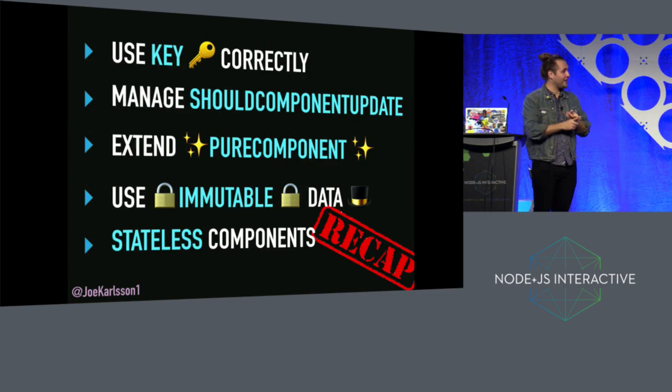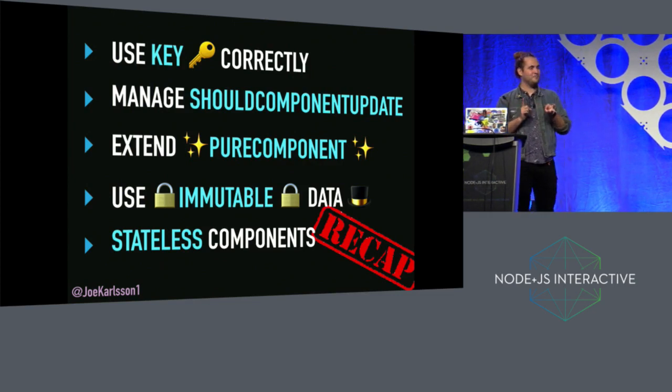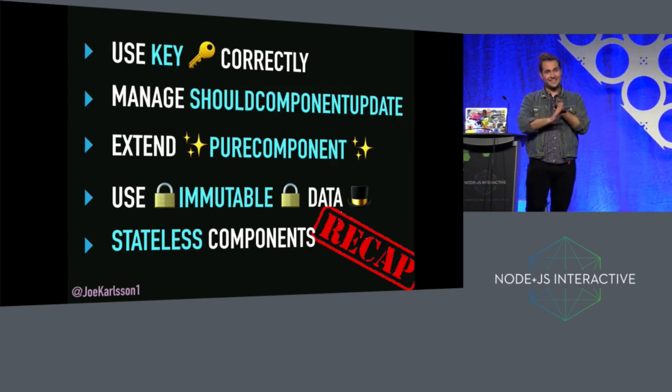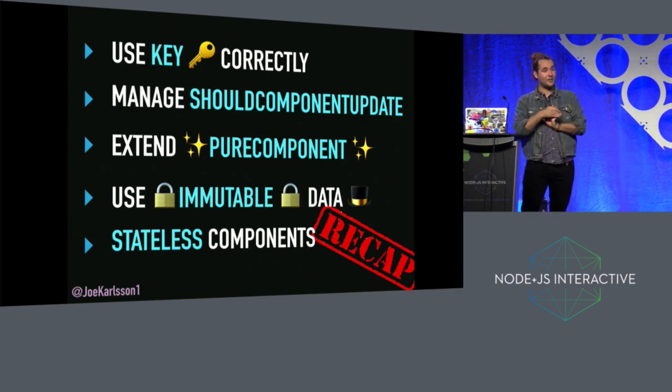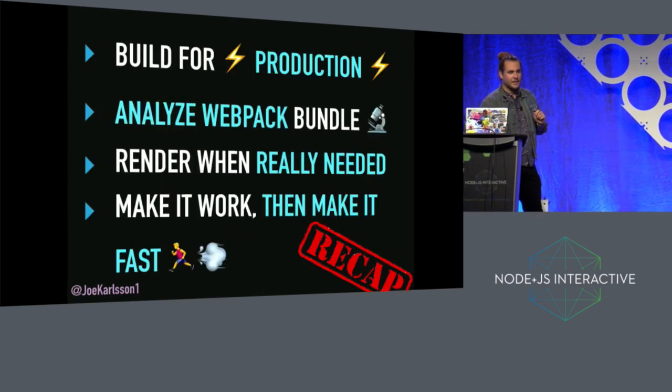So using key correctly, right? Never use Math.random. Never use the index in an array. Managing shouldComponentUpdate: use that for deeply nested data structures, props and state. Extending PureComponents, right? That does a shallow comparison. Using immutable data will help improve your pure components too, right? Because it's looking for different memory locations. Using stateless components. I don't know why that's good, but Dan Abramov says it's fast, so that's great.